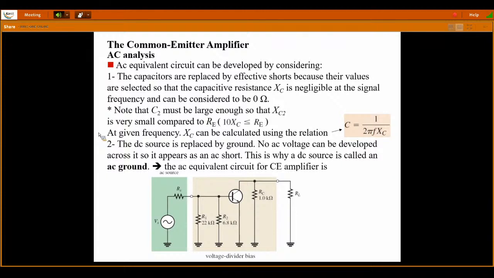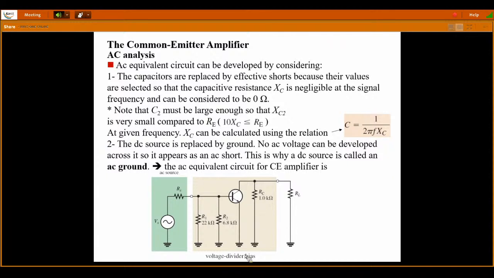No AC voltages can be developed across it, so it appears as an AC short. This is why the DC source is called an AC ground. Here it doesn't have any DC signal, so it is connected to the ground. Hence it is also named an AC ground. So the AC equivalent circuit of the CE amplifier is what the image shows.